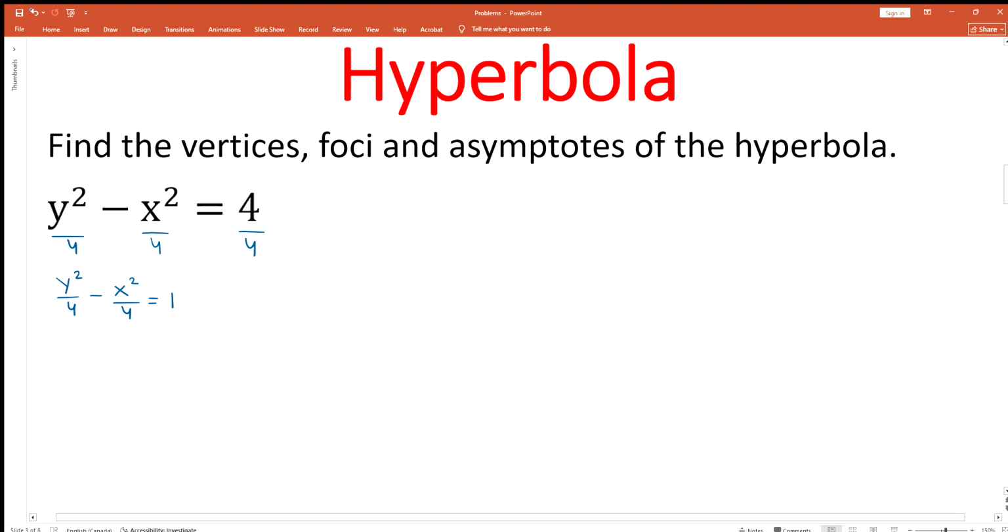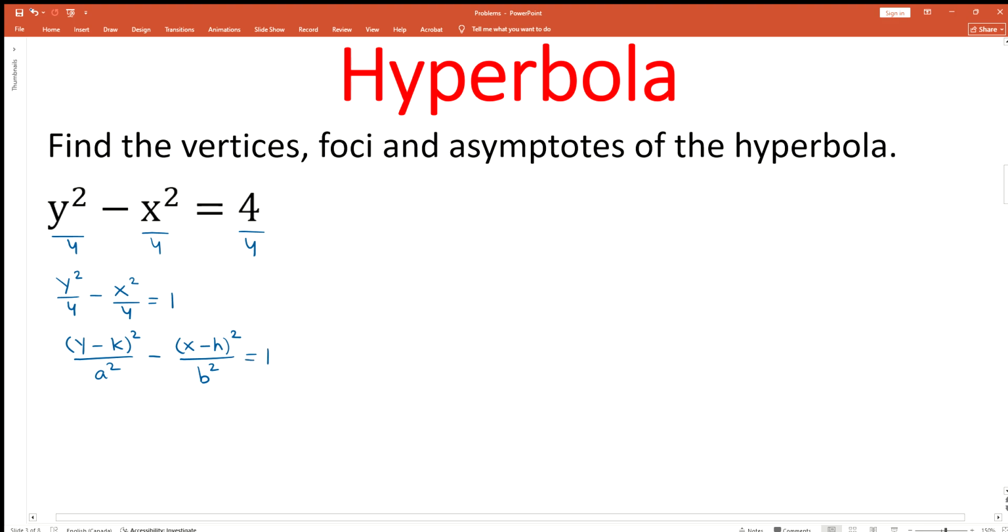As you can see in this equation, the x squared term is negative. There is a negative sign on the left side of x squared over 4 and the y squared term is positive. That means in this hyperbola, the curves or the branches are above and below each other. For a hyperbola in which the curves or branches are above and below each other, the general equation in standard form is (y minus k) squared over a squared minus (x minus h) squared over b squared equals 1.